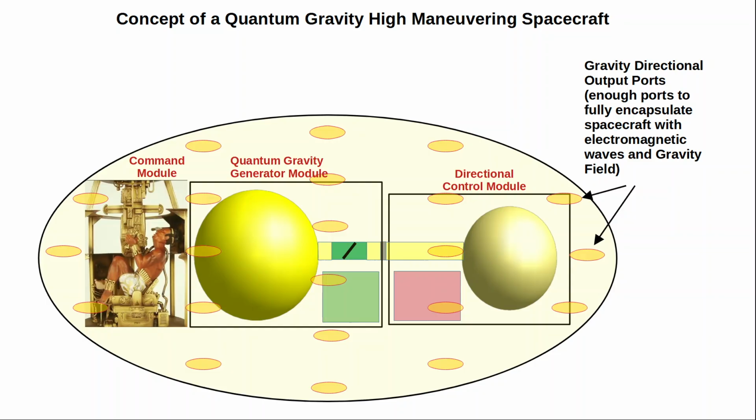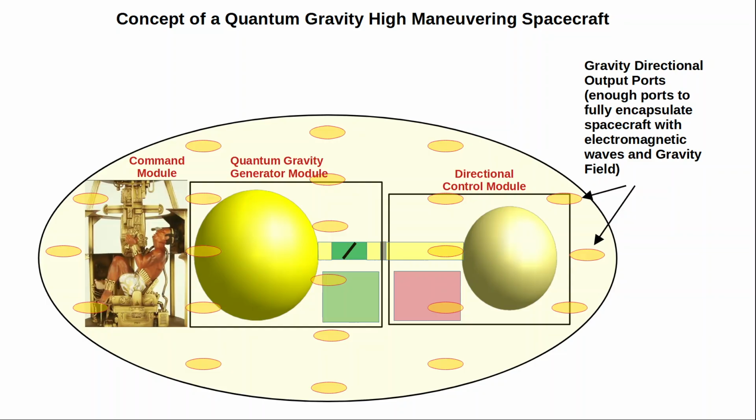It should have enough gravity directional output ports on its exterior to be able to fully encapsulate the spacecraft with a variable gravity field and to steer the spacecraft in any direction through space-time. These ports would be connected through tuned waveguides connected to the directional control module and quantum gravity generator module. The spacecraft would have a command center, either remotely controlled, AI controlled, or pilot controlled, which could be human or non-human.